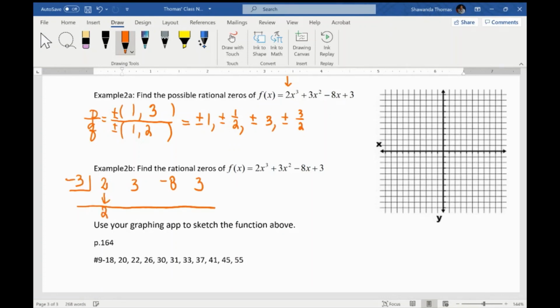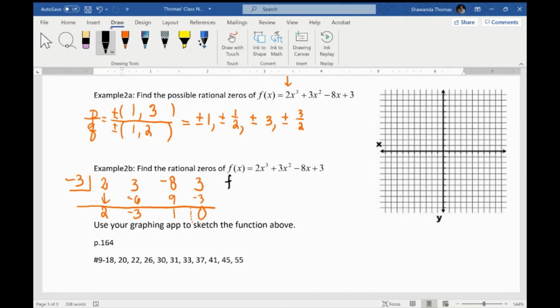2. What's the next number we're going to put up on our synthetic division? -6. Next. -3. Next. 9. Yep. Next. 1. Very good. -3. 3. Yep. It works out. -3 works, giving a 0 remainder.